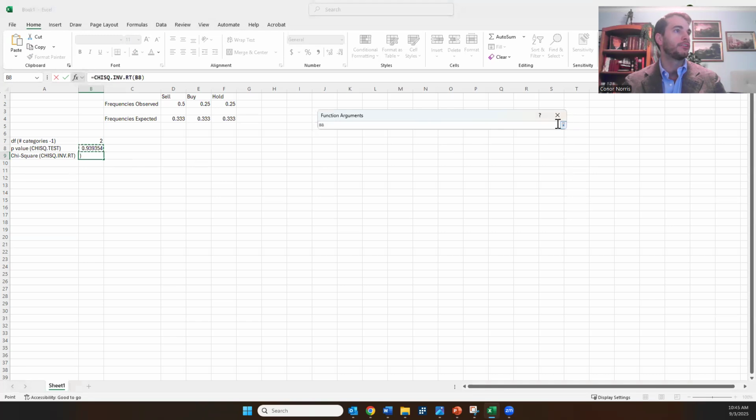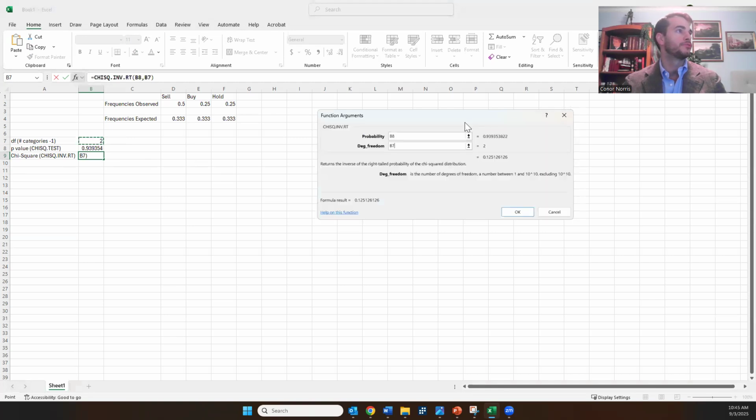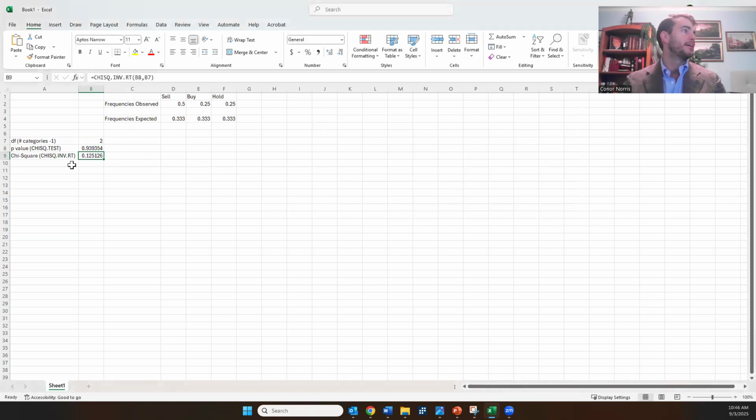So we can highlight that column there. And then for the degrees of freedom, highlight this column there, which is the degrees of freedom, which is why we just typed in that number, even though it's a simple number. Just makes this simple. And there we calculate the chi-square statistic, which is 0.125, which would give us our answer for this problem.